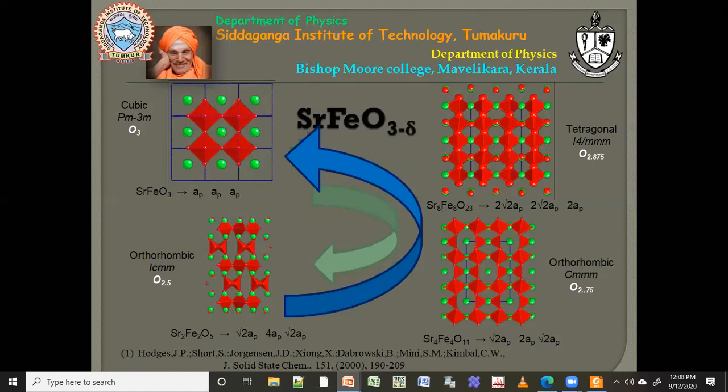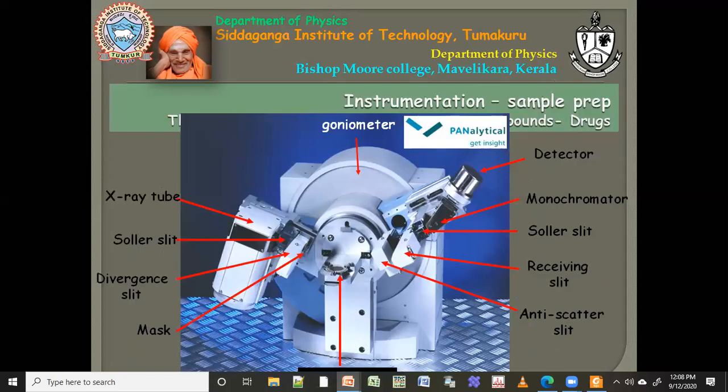Now I'm going to introduce you to the instrumentation of X-ray diffraction. This is the typical modern X-ray diffractometer. The previous one that I showed, the Debye-Scherrer diffractometer, is very old. Now the technology has advanced a lot, so this is your new diffractometer. I will explain one by one.